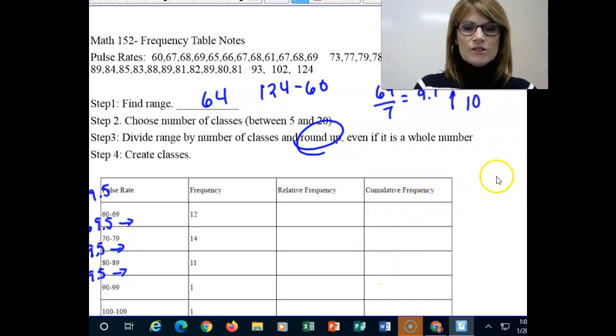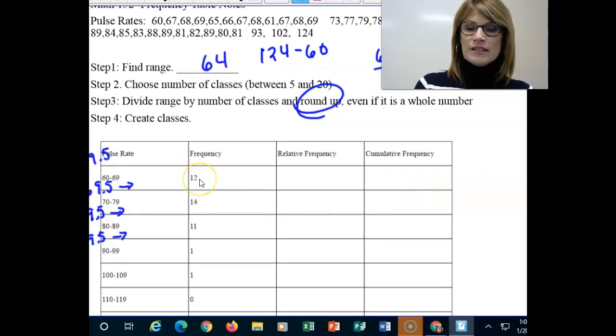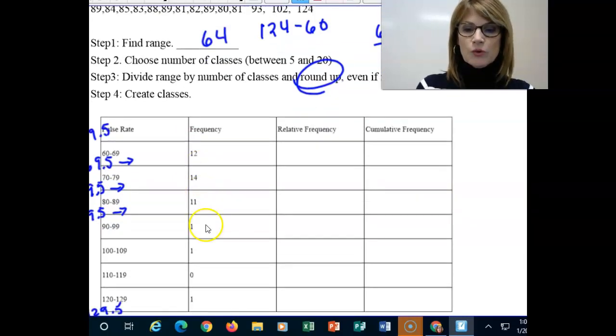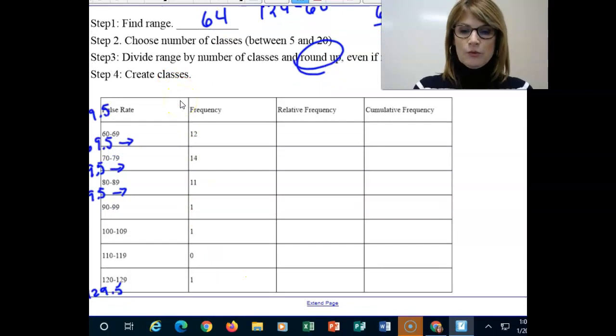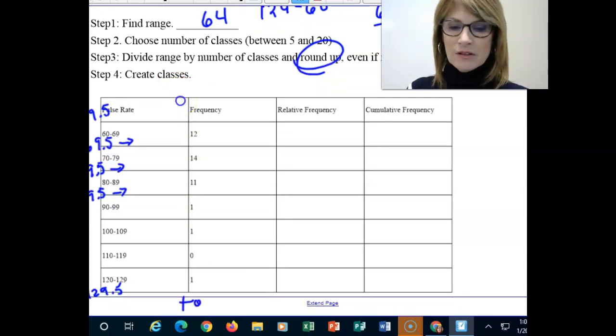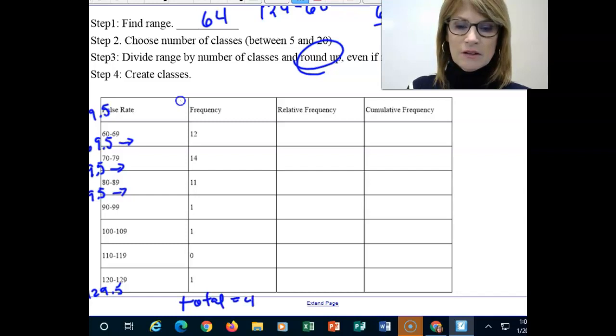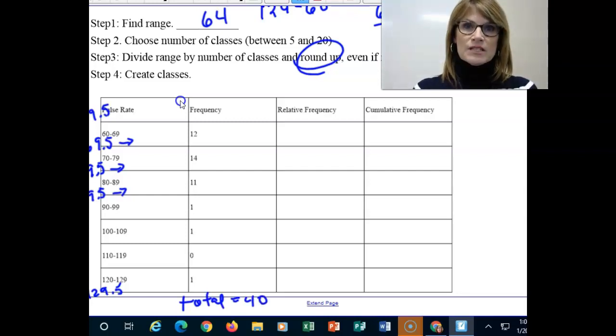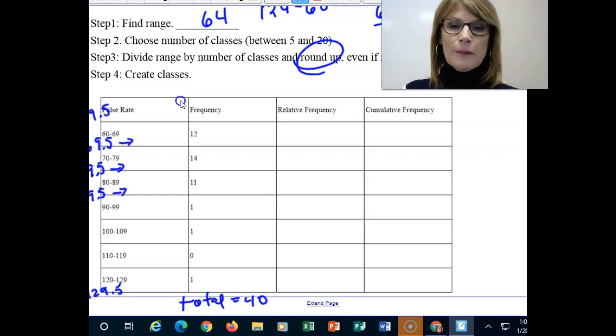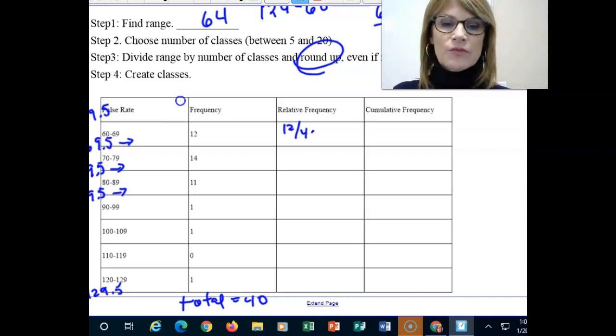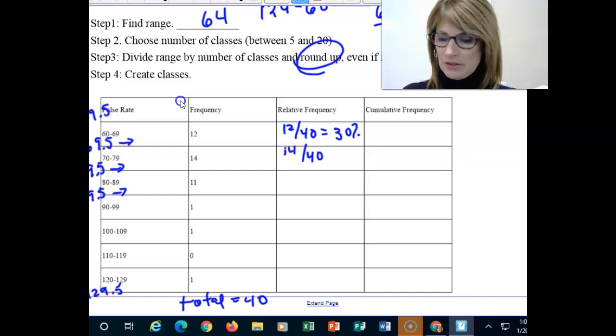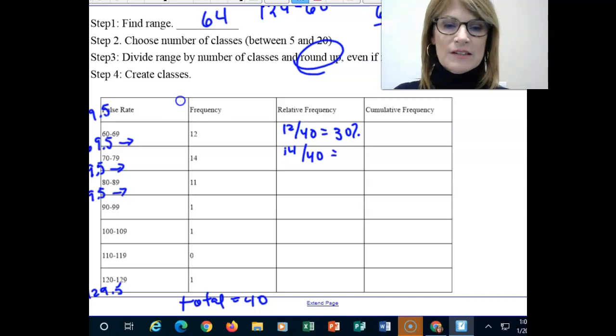Okay, so if we go through and add all of these together, 12 plus 14 plus 11 plus 1 plus 1 plus 1, we will get a total of 40. So relative frequency is what percent of 40? So we'll have 12 out of 40, 30%. 14 out of 40, 35%.